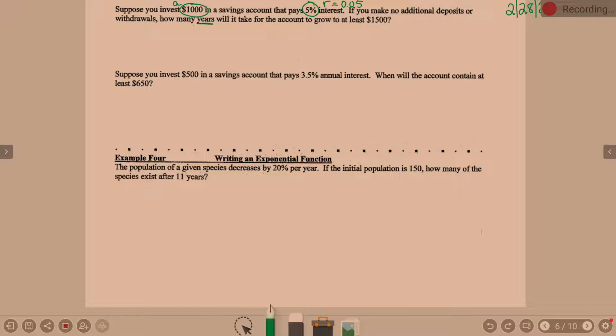What are they asking me to find here? Time. They're asking me to find T. How many years will it take for the account to grow to at least $1,500? What is that $1,500? Your amount after T years. Yeah, that's your amount after T years. That's what I'm going to call A of T.